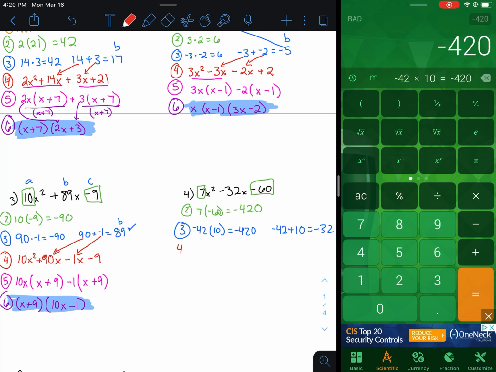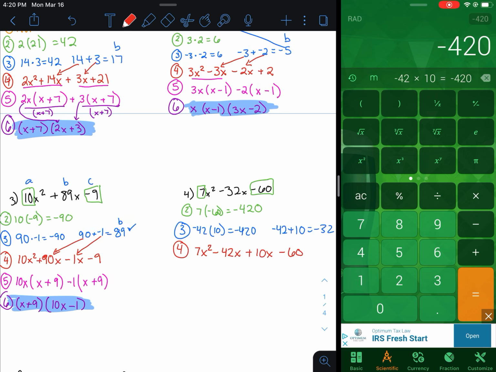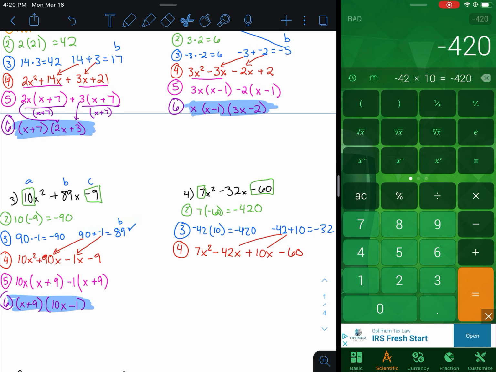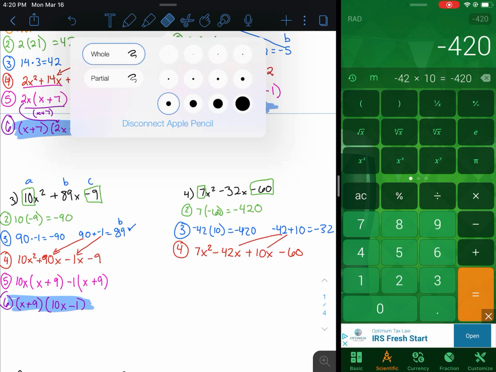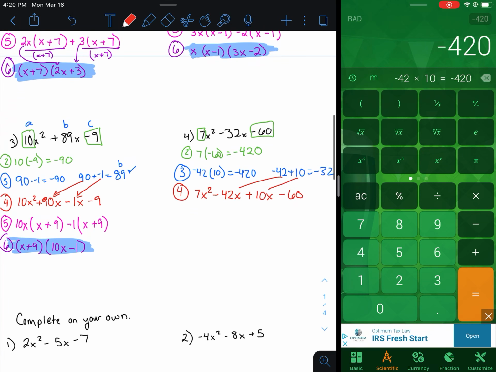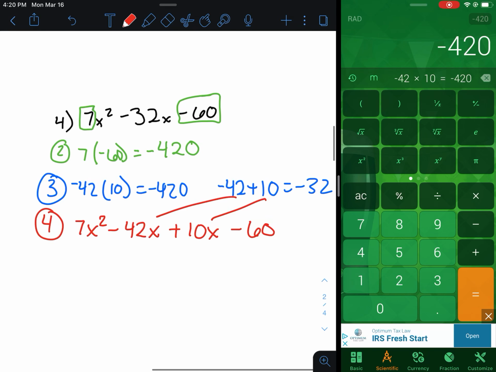Okay, my next step. Step 4, take my ax squared, add one of my bx terms, which in this case is going to be negative 42x, plus 10x, minus 60. Again, remember where these came from. That negative 60 and that 7x squared came from the original at the very beginning.